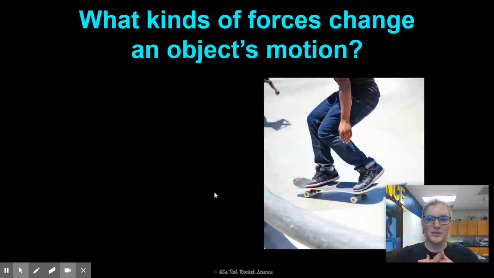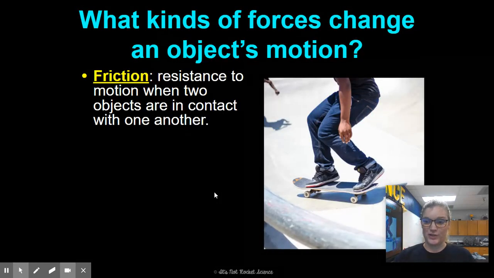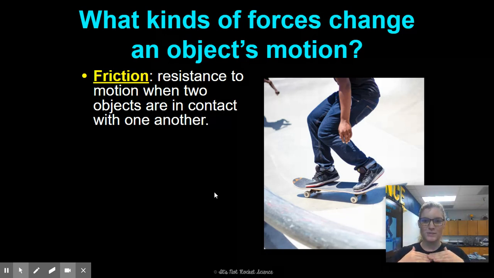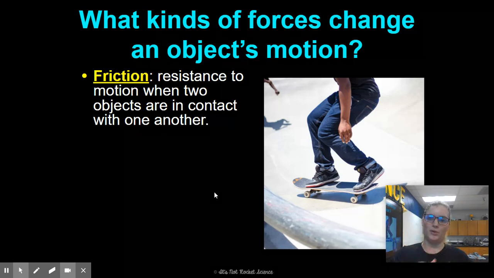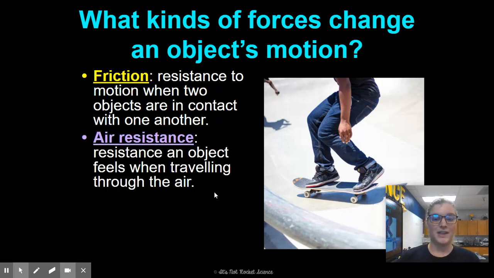So let's talk about different kinds of forces that can change an object's motion. So we have friction. That's one of the most common ones that you're going to know about. And that's when you have a resistance where something doesn't want to move when two objects are in contact with one another. So the most obvious form of friction is something like sandpaper going across a piece of wood. It takes some extra push to get it across because you have a little force there that stops it.